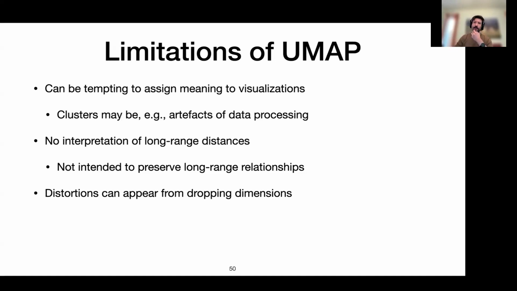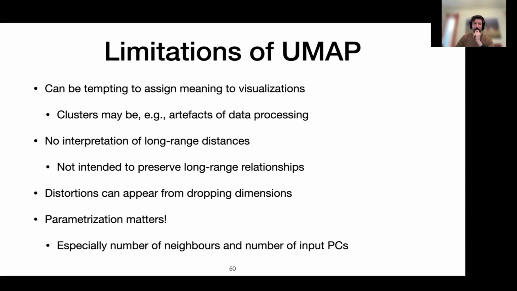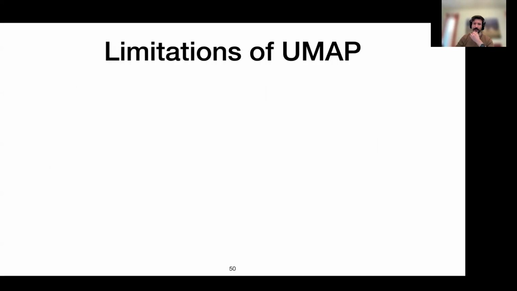So, if you go from UMAP to 3D, from 3D to 2D, you're going to have some differences in your data. So clusters can tear, they can float around, all sorts of stuff like that. And the parameters matter, especially the number of neighbors.